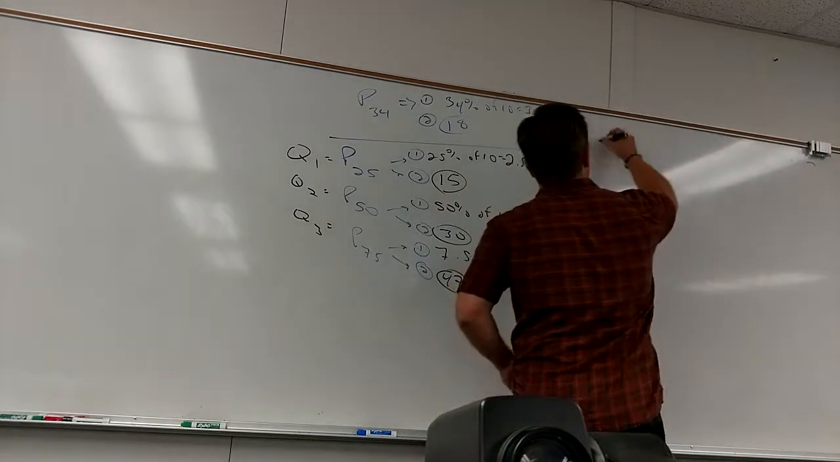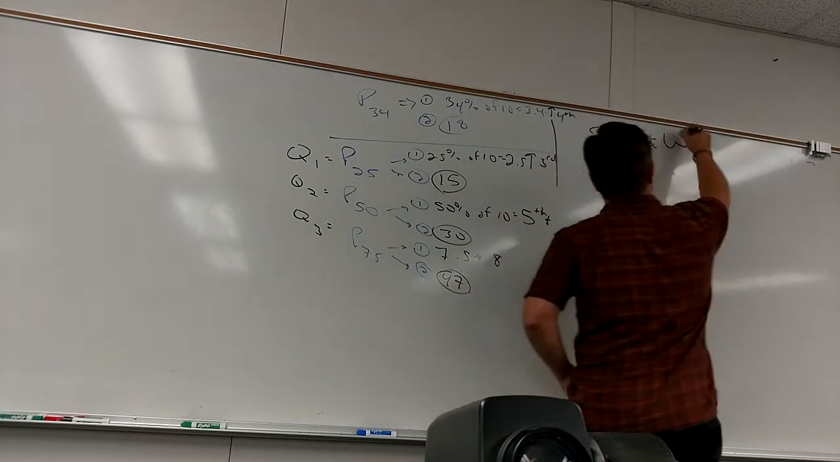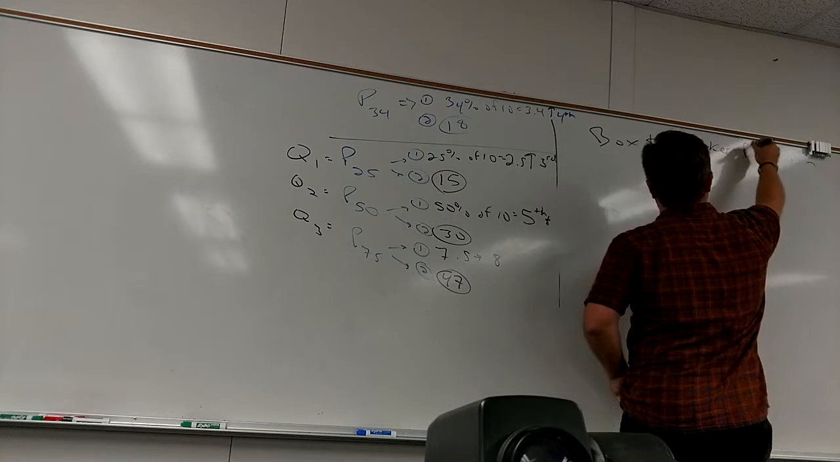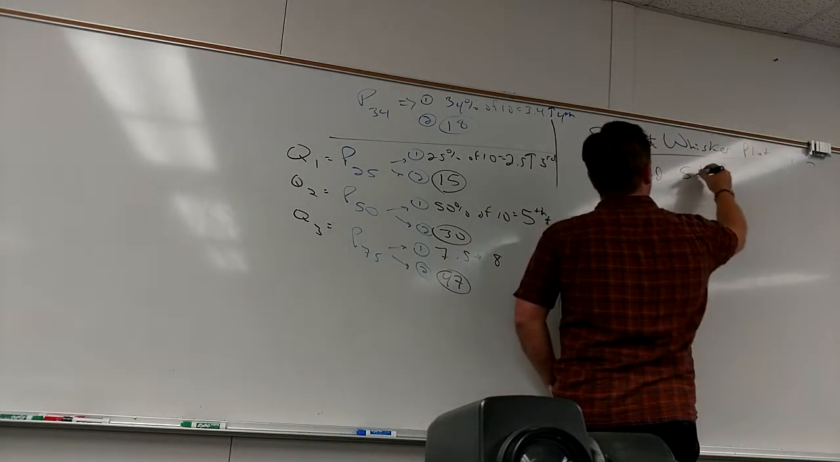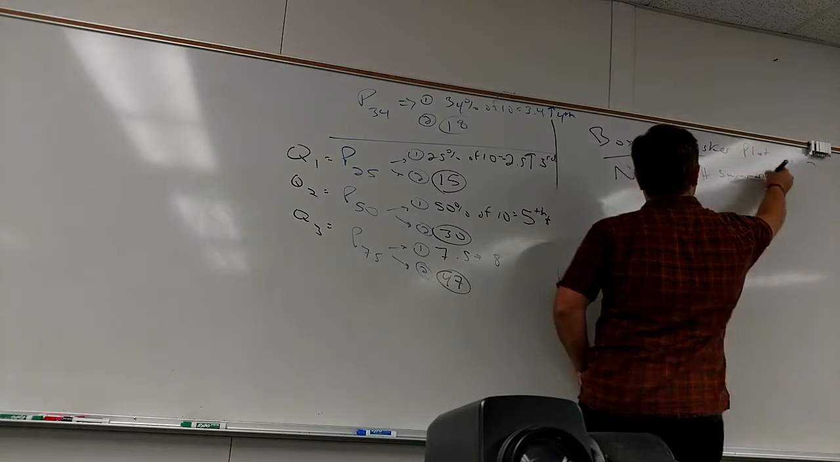So to do a box and whisker plot, I need what's called, I think the book just calls it a box plot, I need what's called the 5-number summary. Thank God we basically have that already. Here's the 5-number summary.